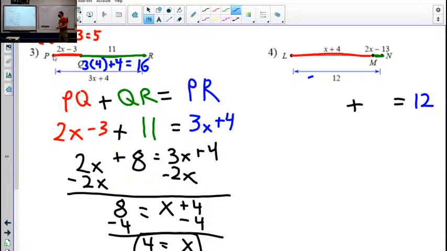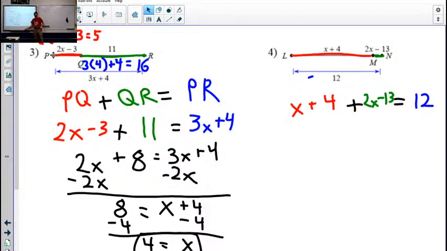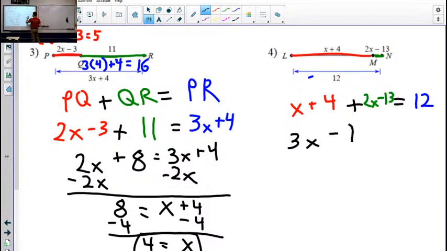What are the pieces? Well, the pieces are L to M and M to N. So we should add them together to be 12. L to M is x plus 4. M to N, this little piece here, is 2x minus 13. X and 2x, let's put those together. That's 3x. Plus 4 minus 13, that's going to be minus 9.